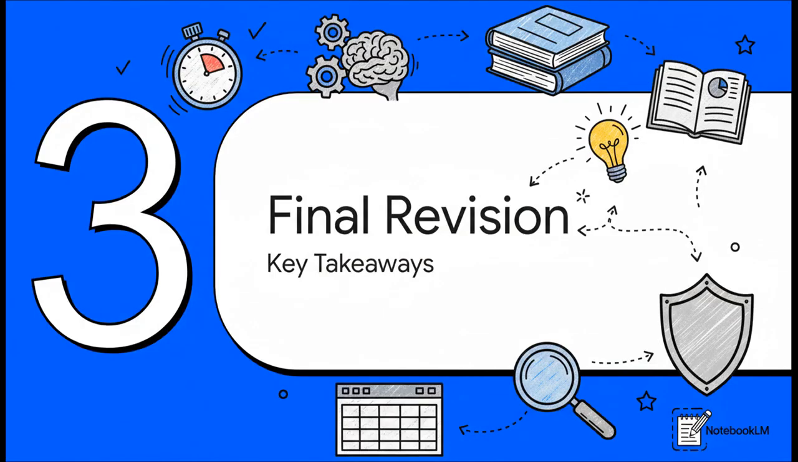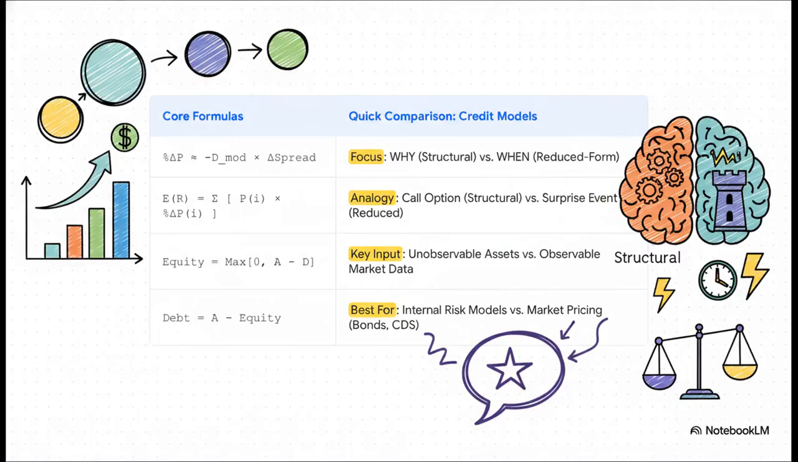All right, let's pull all of this together. We're going to put everything we've just covered onto a single, powerful dashboard that you can use for your final revision. And there you have it. This is your one-page summary. Take a screenshot, jot it down, do whatever you need to do. On the left, you've got the key formulas for calculating return from rating migration. On the right, the 4 critical distinctions between structural and reduced form models. If you only have a few minutes to review this topic, this is the slide you look at.